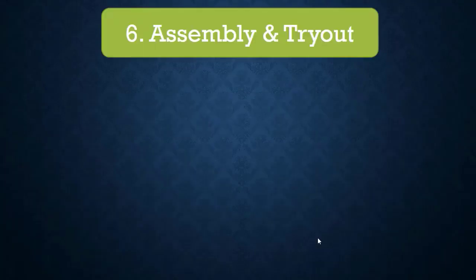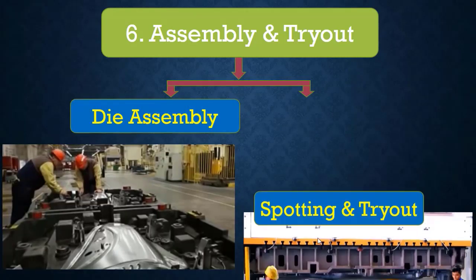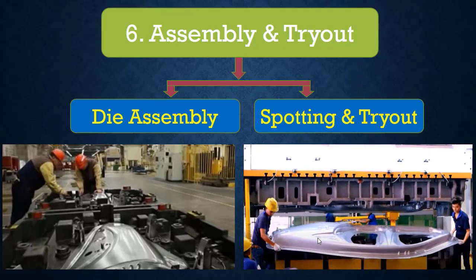The 6th is assembly and tryout. So assembly I have made 2. One is die assembly and next is spotting and tryout. So under die assembly, all the components which are manufactured in-house and bought out from the suppliers, we assemble as per the die design and drawing, verifying all the quality before it goes for spotting and tryout. And the spotting and tryout activity is checking the clearance part, making the surface contacts, and taking the initial samples.